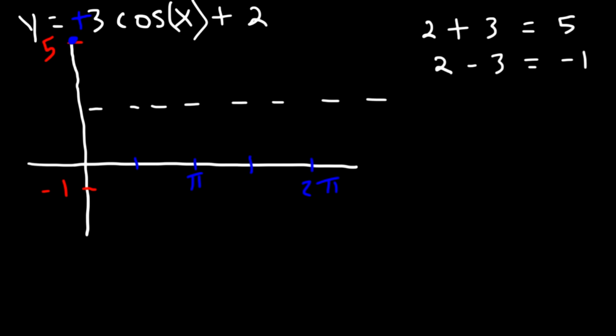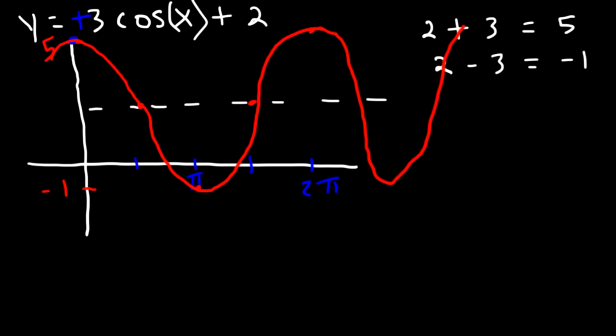Then it's going to go, let me change the color. It's going to go back to the middle, and then all the way down to negative 1 when x is pi, and then back to the middle, and then to the top. So it's going to look like that. And if you want to, you can extend the graph. But if you just want to graph one cycle, which is usually the case, you can stop there if you want to.